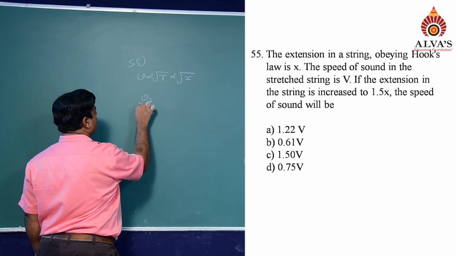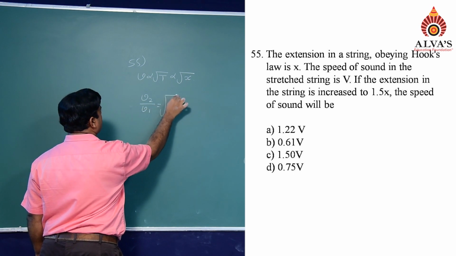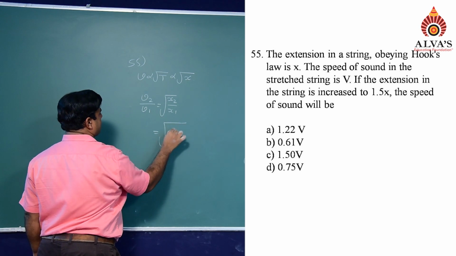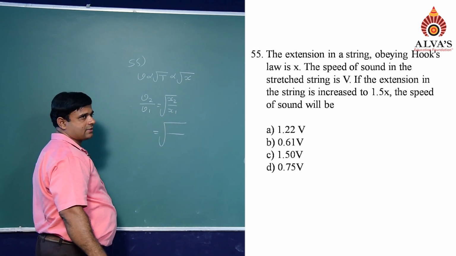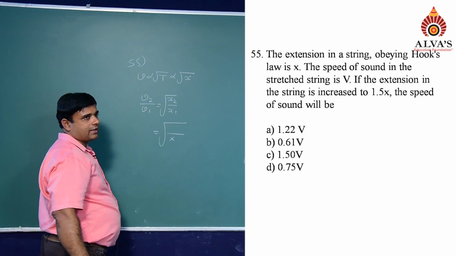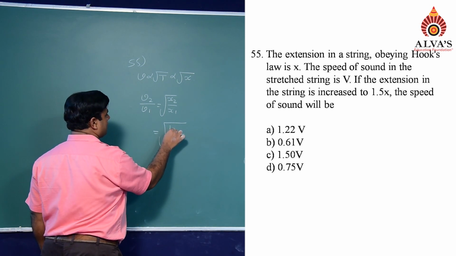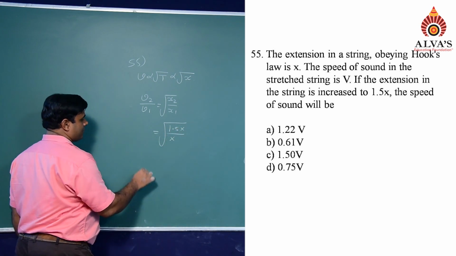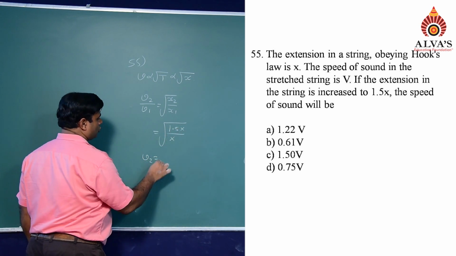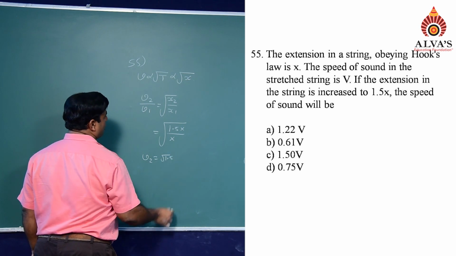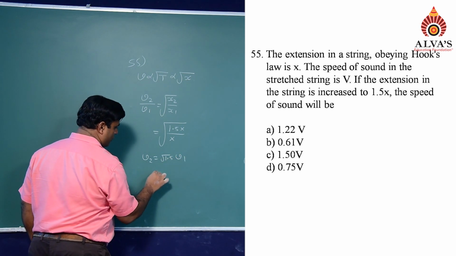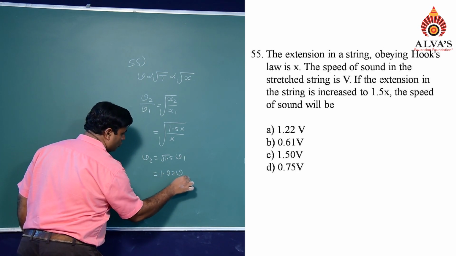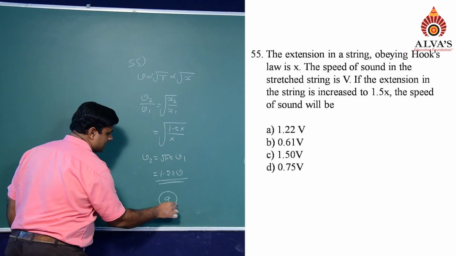velocity v2 by v1 equal to root of x2 divided by x1. Extension in the first case is x1, which is x, second case is x2, which is nothing but 1.5x, which implies v2 equal to root of 1.5 into v1, which is equal to 1.22 into v. So the answer is A.